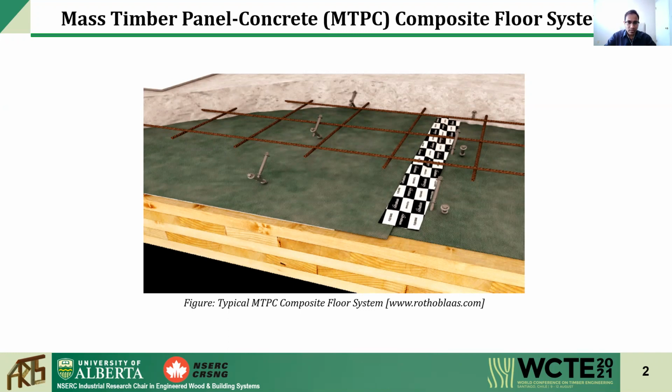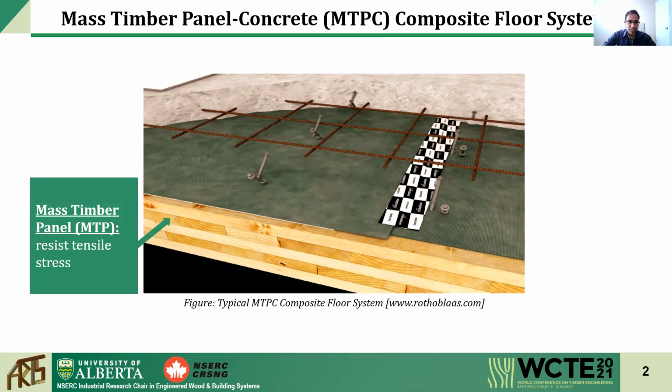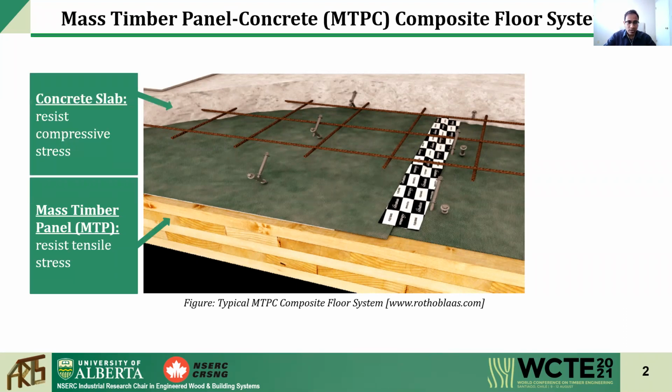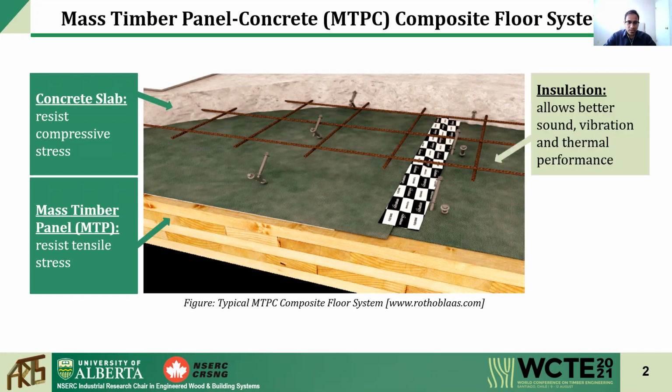Under out-of-plane bending loading, the mass timber panel at the bottom resists tensile stresses, while the concrete slab at the top resists compressive stresses. An insulation layer can be provided in between timber and concrete for allowing better acoustic, vibration, and thermal performance.